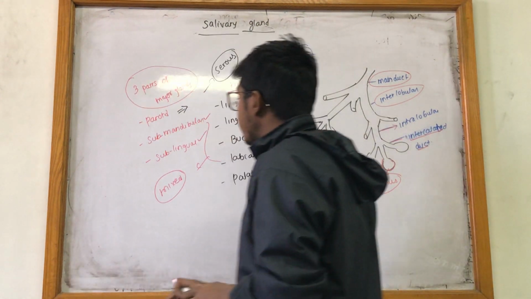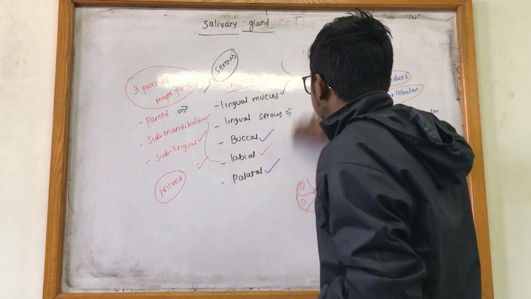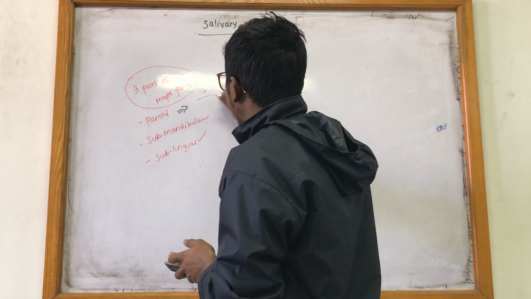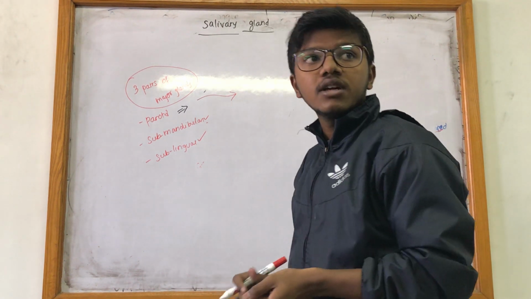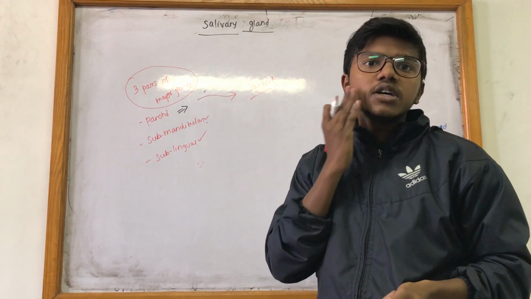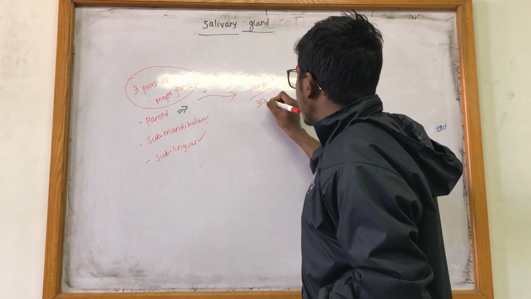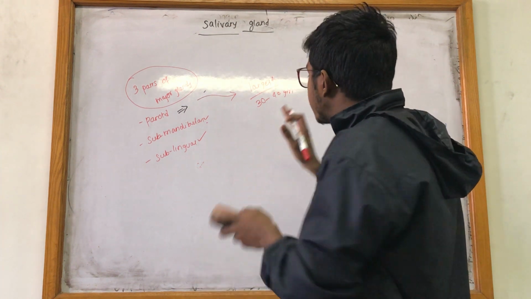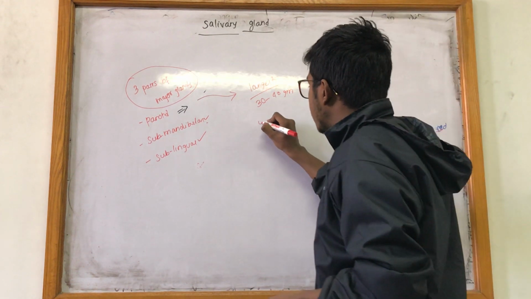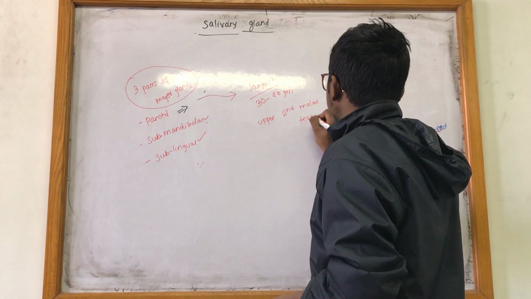Now coming to the individual salivary glands. First of all, the parotid. The parotid is the largest salivary gland, placed in front of the cheek and below the ear. It is 30 to 40 grams in weight, and its secretion is drained onto the upper second molar teeth. This question is mainly asked.